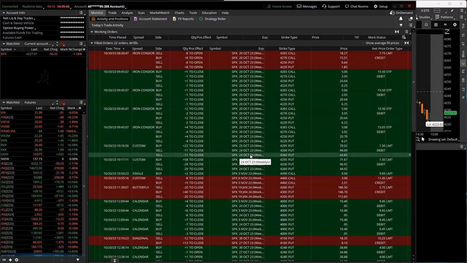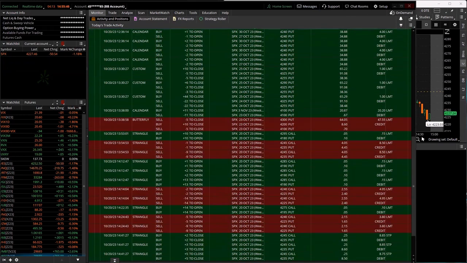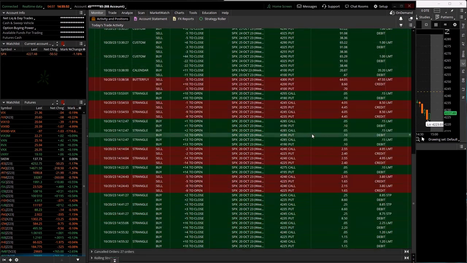So let's see. So tranche one was a small loser. 30 cents, so that's minus 300. Tranche two got in at 495, out at 225. The tranche two, I made 4,320. Tranche three, I got in at 380, out at 120.